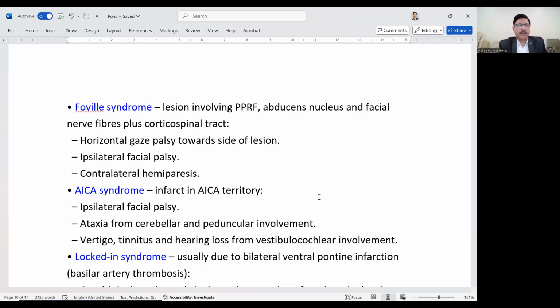Now, what is the difference between this and Millard-Gubler? In Millard-Gubler syndrome, there is no horizontal gaze palsy. Ipsilateral facial paralysis and contralateral hemiparesis are common to both. If you have horizontal gaze palsy, it immediately puts the lesion around the PPRF. And around the PPRF are the abducens nucleus and the facial nucleus. So, a more central lesion, more medial lesion. That is why it is Foville's syndrome.